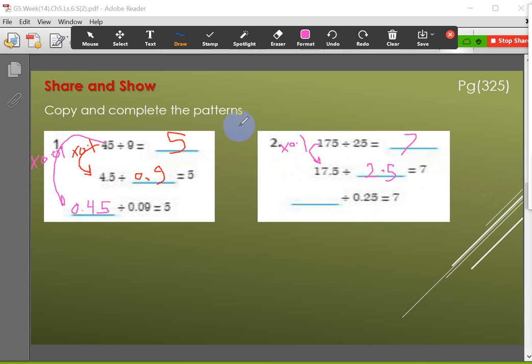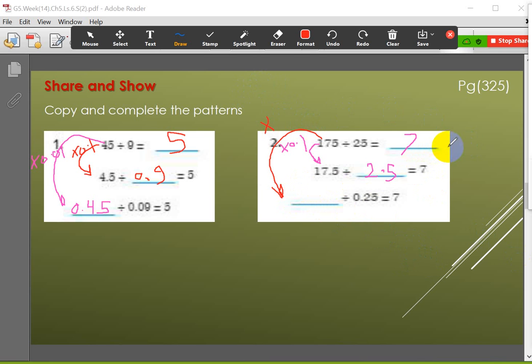Celine, open the mic and tell me what is the pattern here in the last one. Yes, teacher. The pattern here will be 25 becomes 0.25. It will be 17.5. Again, Celine, please. 0.17. Okay, Celine, I'm sorry, but your answer is not correct. I'm asking you about the pattern.